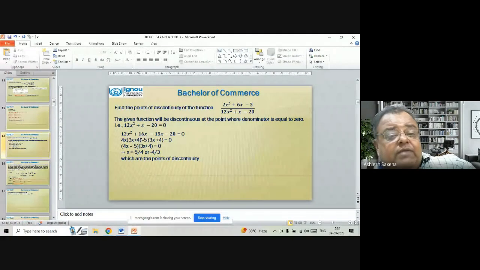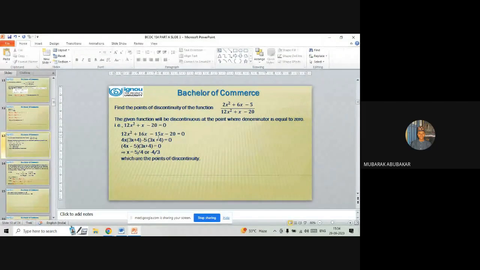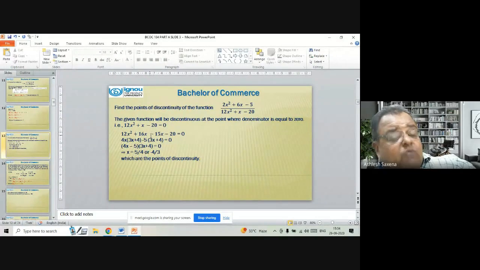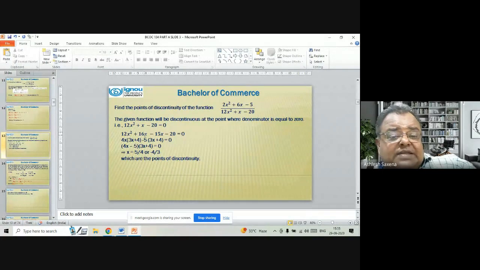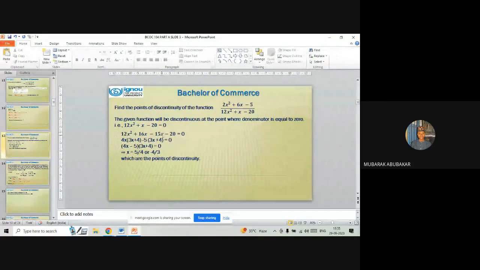So here when we multiply 16 into 15, we get 240. And when we subtract 15 from 16, we get 1. So we can split this term in this form: 12x squared plus 16x minus 15x minus 20 equal to 0.